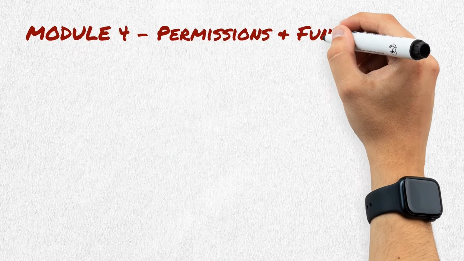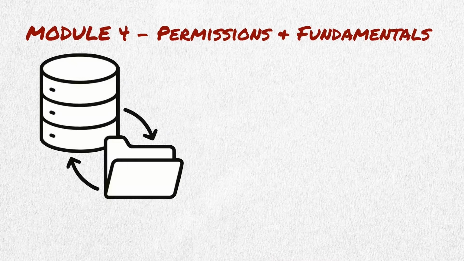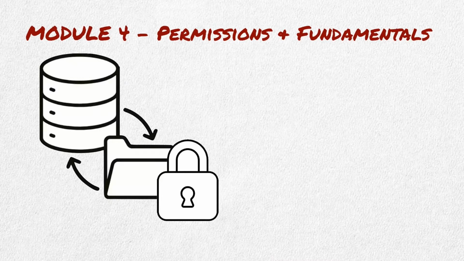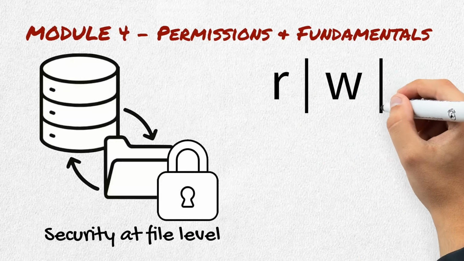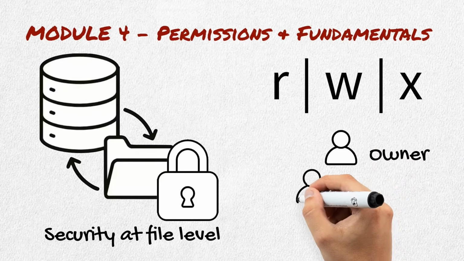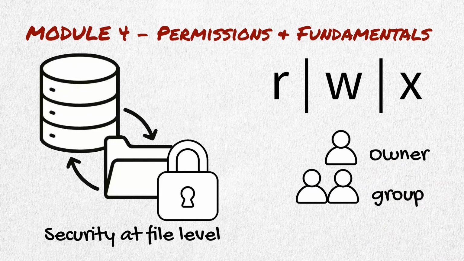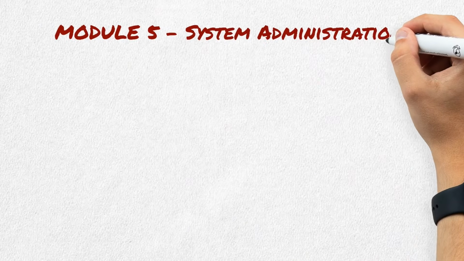Module 4 focuses on core Linux fundamentals that every system administrator needs to know. We'll cover command syntax and built-in help options, file and directory permissions, ownership and access control, and practical use of pipes and redirection. You'll also learn how to view, compare, and manage files effectively. By the end of this module, you'll have a solid understanding of how Linux controls access, security, and file-level operations in real-world environments.